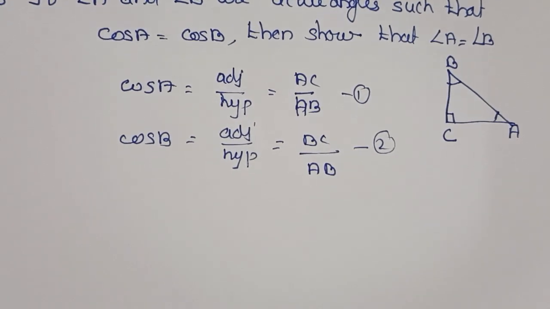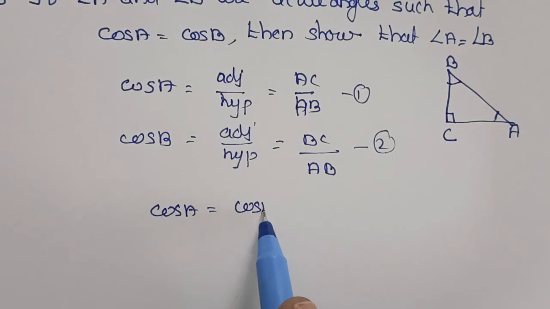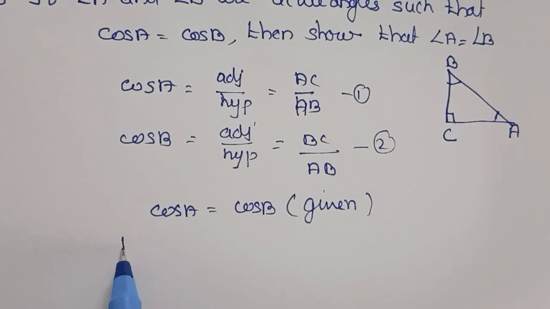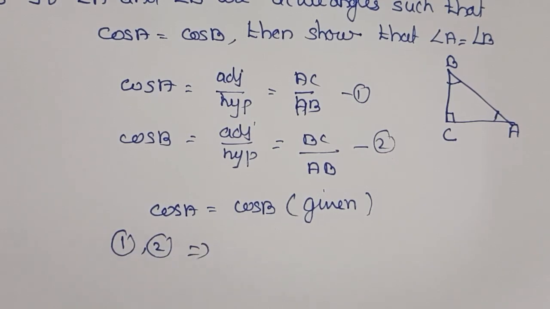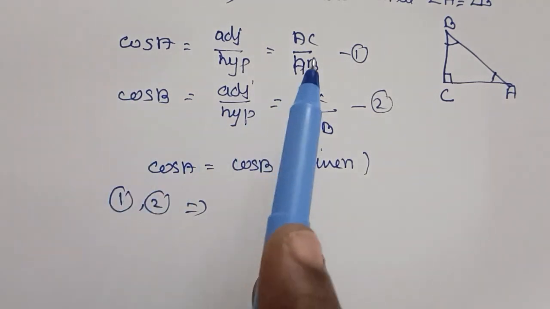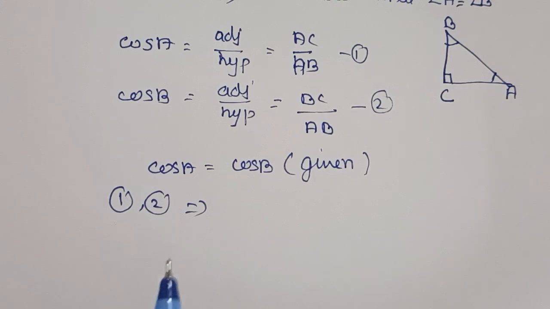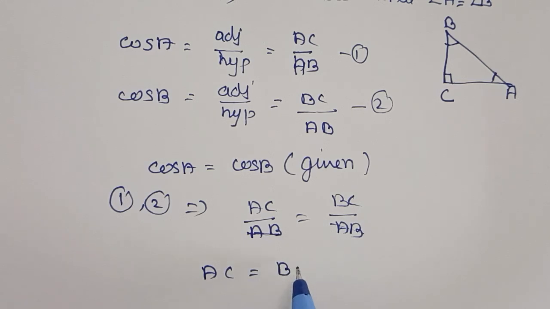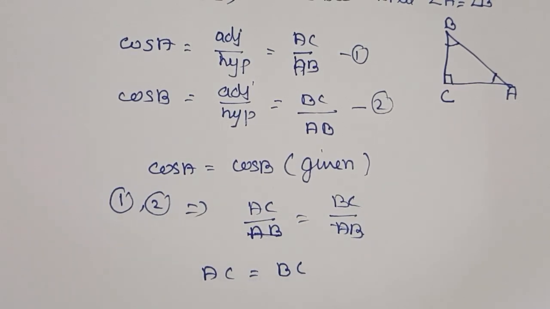But we have given that cos A equals cos B. Reason: given. Therefore from 1 and 2 we get, since LHS are equal, RHS should also be equal, isn't it? Cos A equals cos B means AC by AB should be equal to BC by AB. AB gets cancelled. So we get AC equals BC.